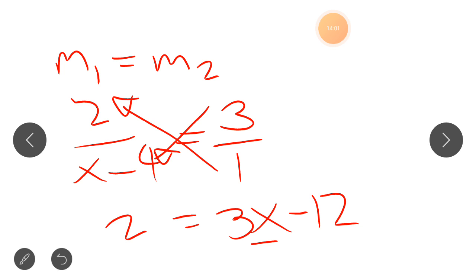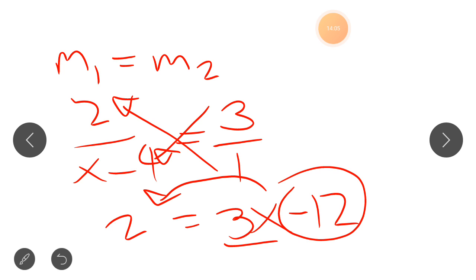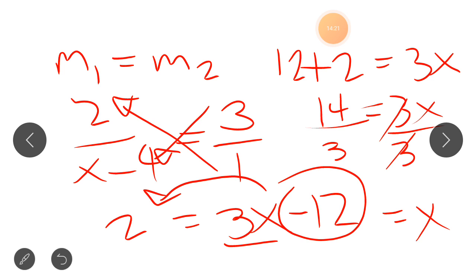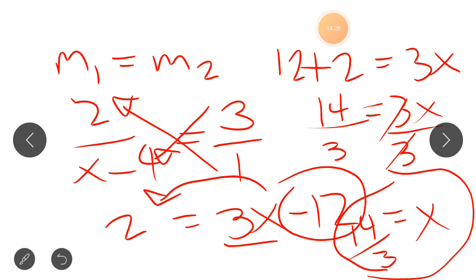Then we want to get x, so we have to put this on the other side of the equation, so it will become positive 12 plus 2 equals 3x. 12 plus 2, that is 14, equals 3x. Then divide both by 3 to cancel this. So therefore x equals 14 over 3. Okay. So the answer for this problem here is 14 over 3.